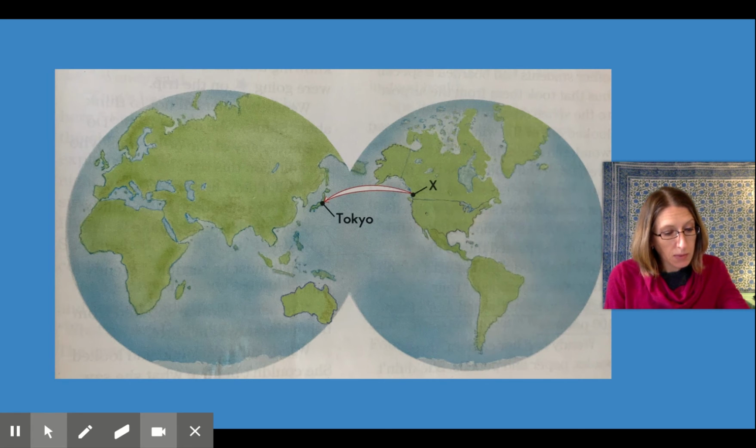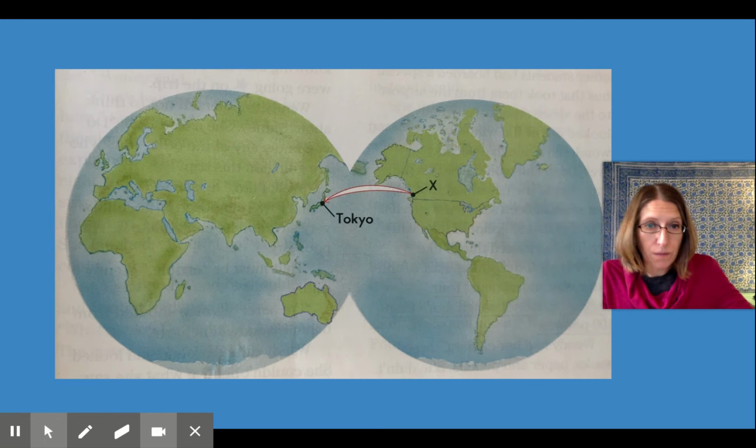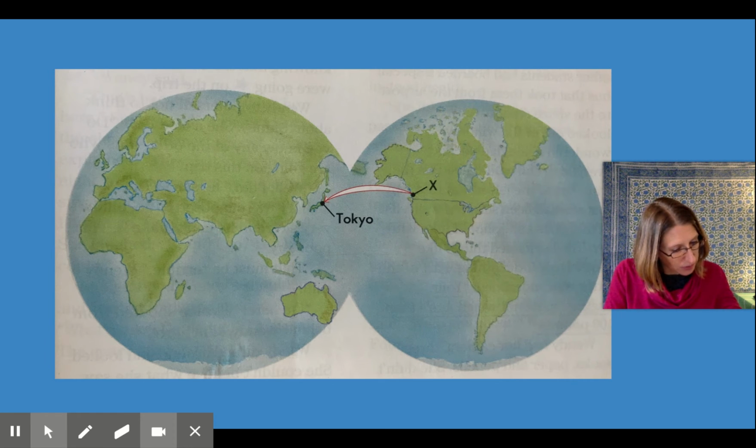So let's see. Before we read the story, let's make sure we can answer some questions without looking. Everybody, what country did Wendy leave from? Canada. Yep. What country did she go to? Japan. What city in Japan did she go to? Tokyo. And which direction did she travel to go from Canada to Japan? West. Nice work. All right.